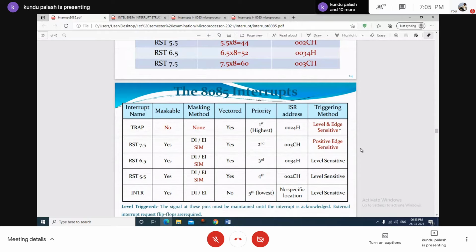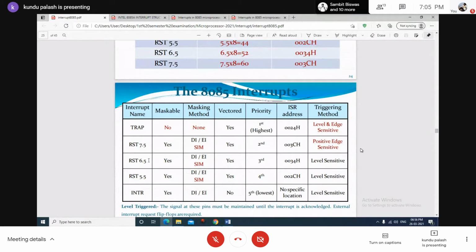So an interrupt request will be acknowledged whenever there is a change in the level, either from 0 to 1 or 1 to 0, as well as the edge, meaning either the negative or the positive edge, for the TRAP signal. For RST 7.5, no level, only positive edge, that means rising edge. So whenever we apply a static signal, it will not be initiated. So a rising edge must occur over the RST 7.5 pin.